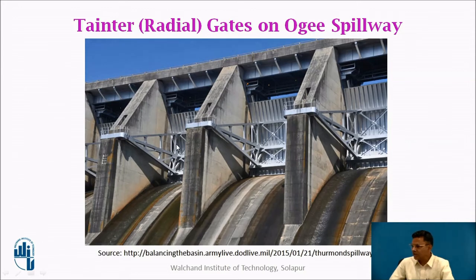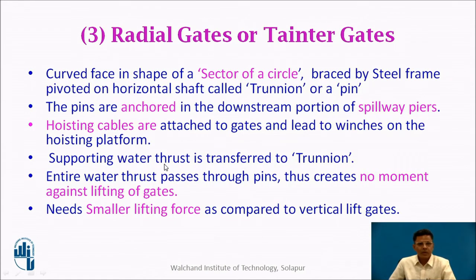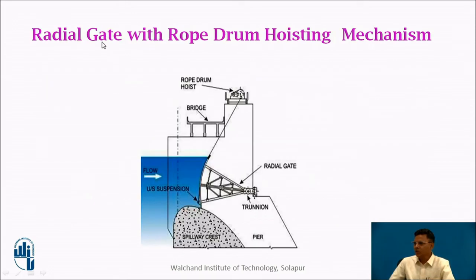So this is a curved surface, and this curved surface transfers the force which is normal to the curved surface of gates directly to the trunnion, and that's why you will find that it creates no moment against lifting the gates, and hence it needs a smaller lifting force as compared to vertical lift gates. So this is a radial gate with a rope drum hoisting mechanism.